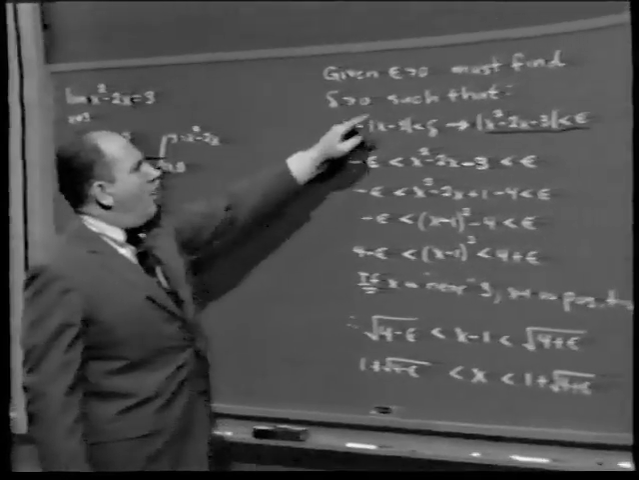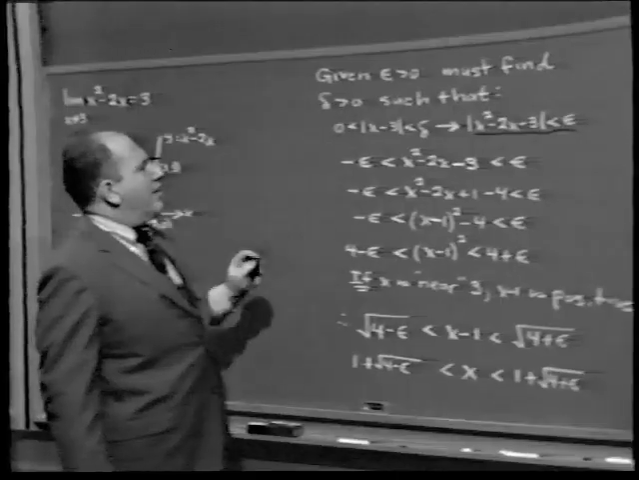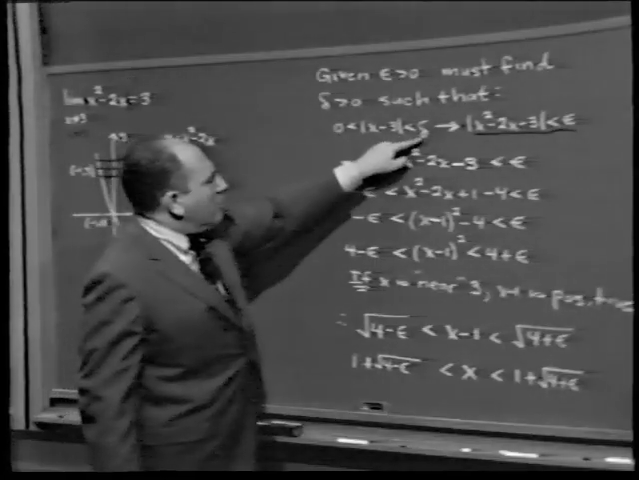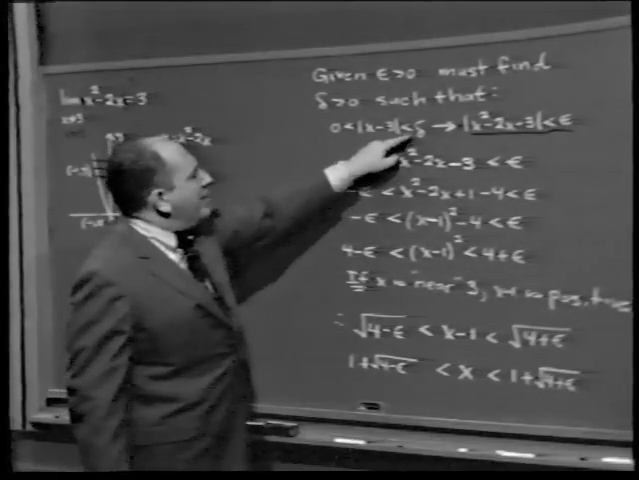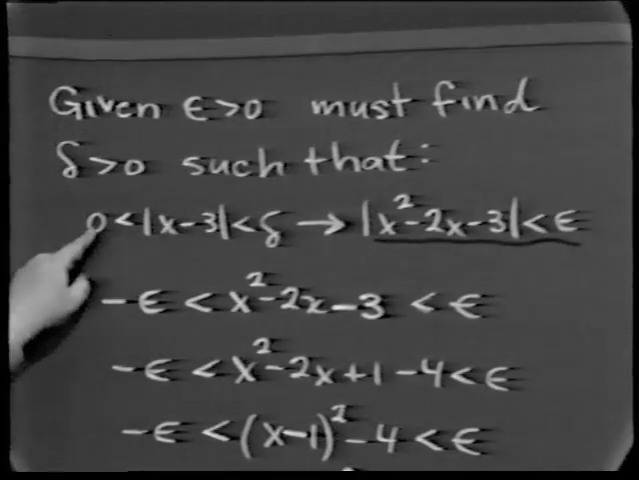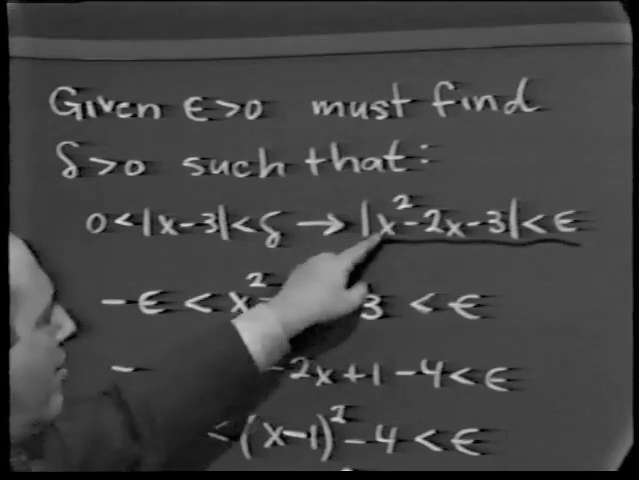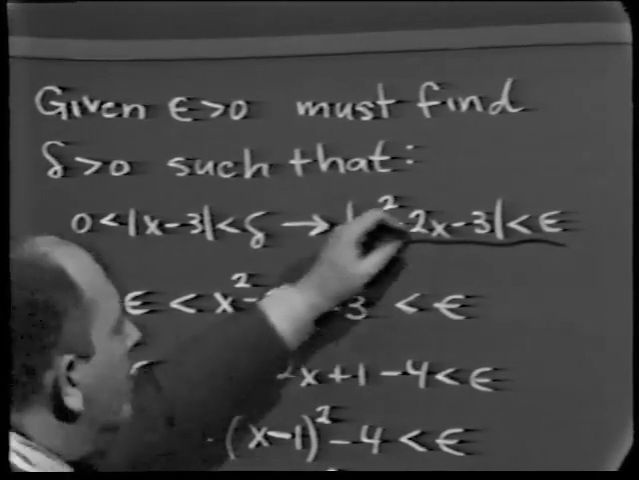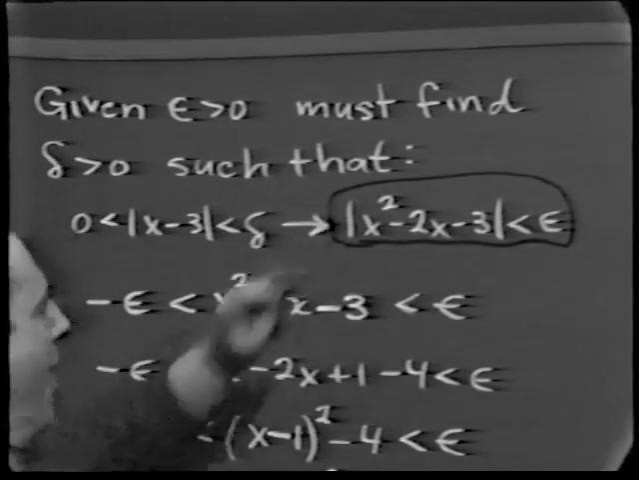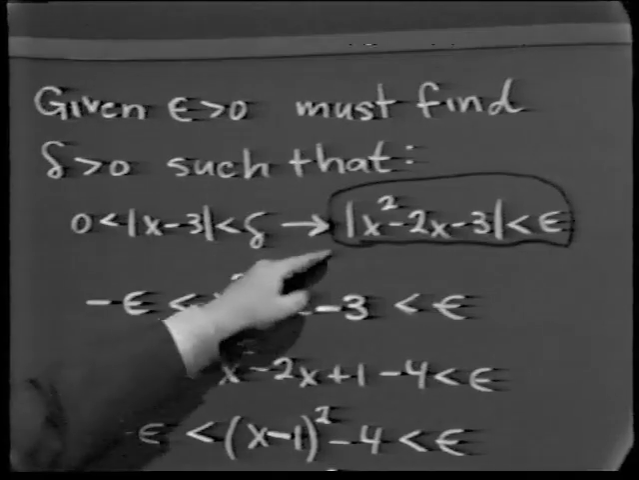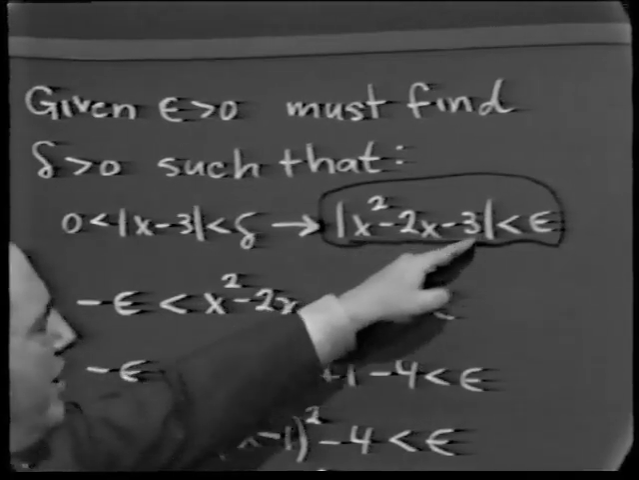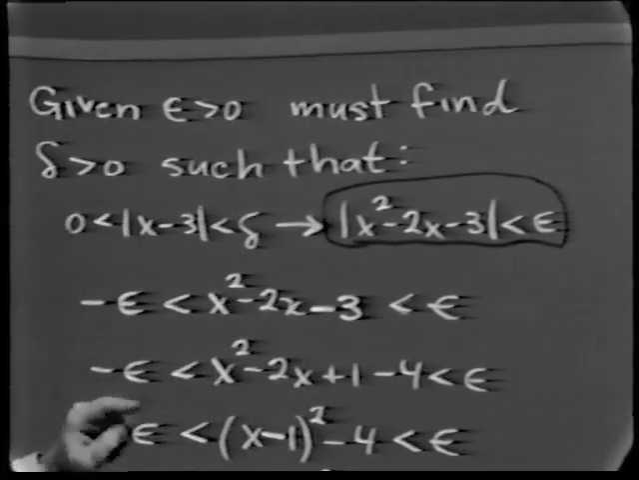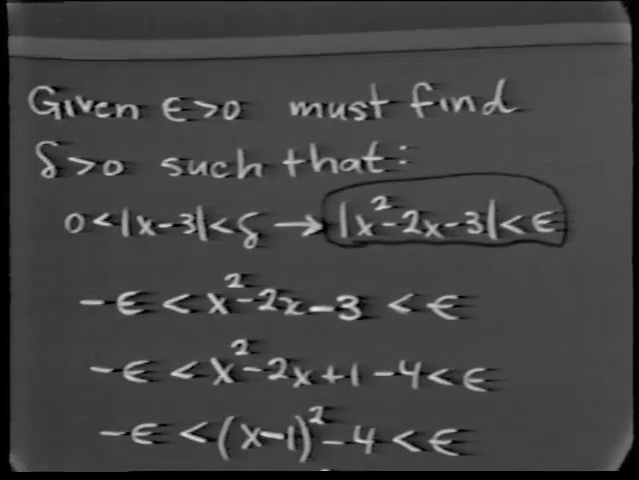Given epsilon greater than 0, what must I do? I must find a delta greater than 0 such that, and I'm going to read this colloquially, I'll write it formally, but read it colloquially, whenever x is within delta of 3, but not equal to 3, then x squared minus 2x will be within epsilon of 3. Now here's the whole point. We know algebraically how to handle absolute values. Namely, the absolute value of x squared minus 2x minus 3 being less than epsilon is the same as saying that x squared minus 2x minus 3 itself must be between epsilon and minus epsilon.